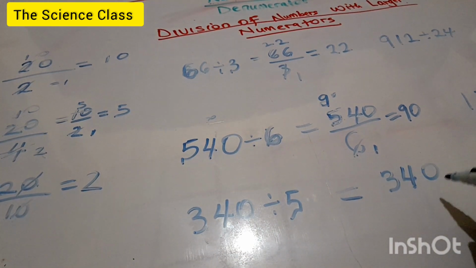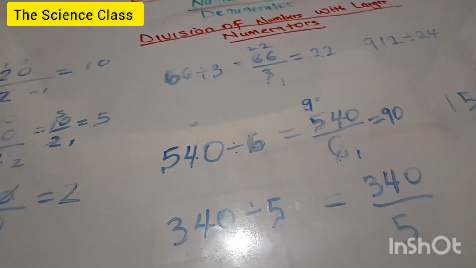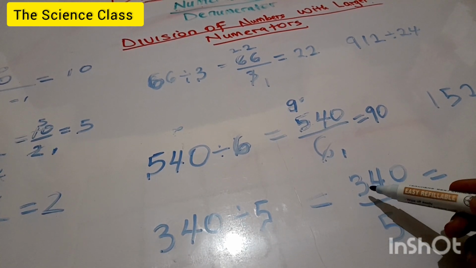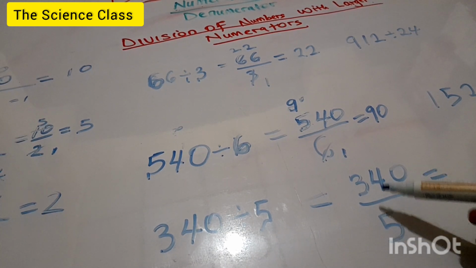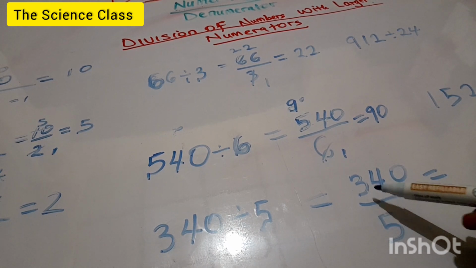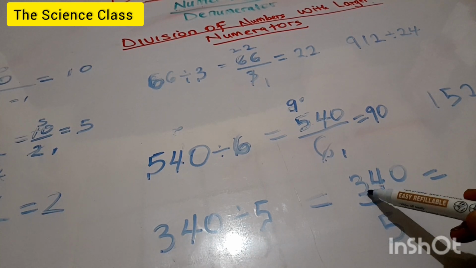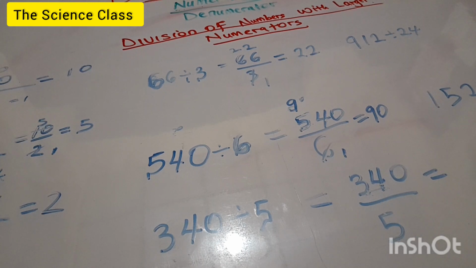340 divided by 5. All right. So 340 divided by 5. Now 3 divided by 5 is not going to go, because 5 is actually bigger than 3. So you pick the next number and add it together. This is 34. Now 34 is actually bigger than 5.